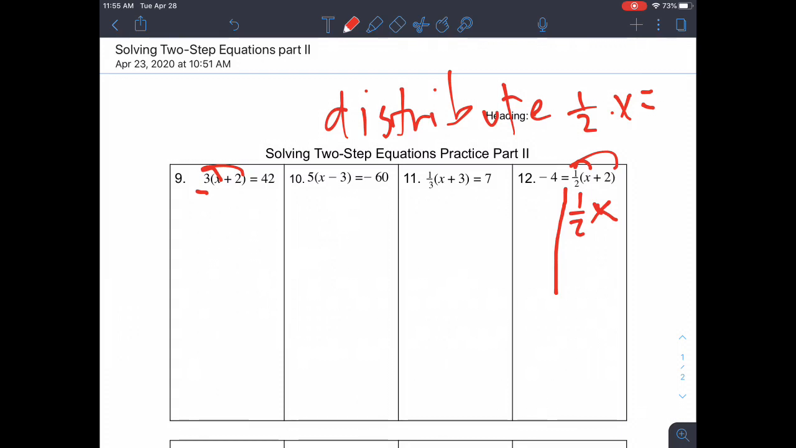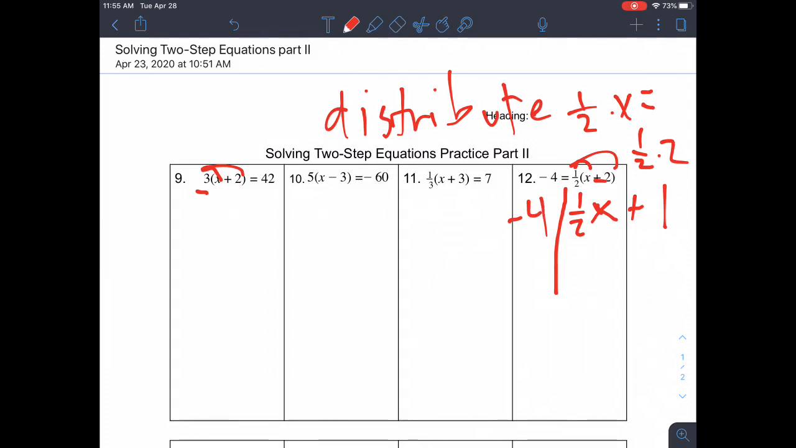Then we've got our plus sign. And then 1/2 of 2. What is half of 2? If I have 2 donuts and I say you can have half of these, you get to eat 1 donut. So we're left with -4 equals 1/2 x plus 1.